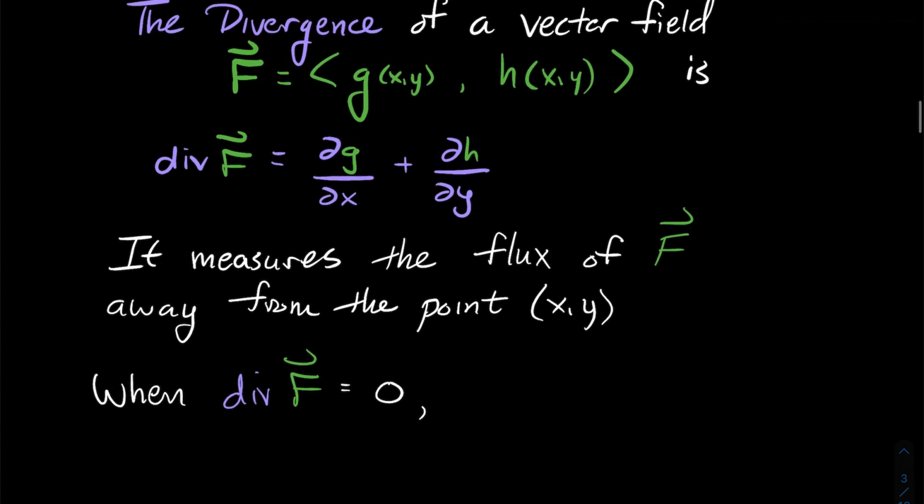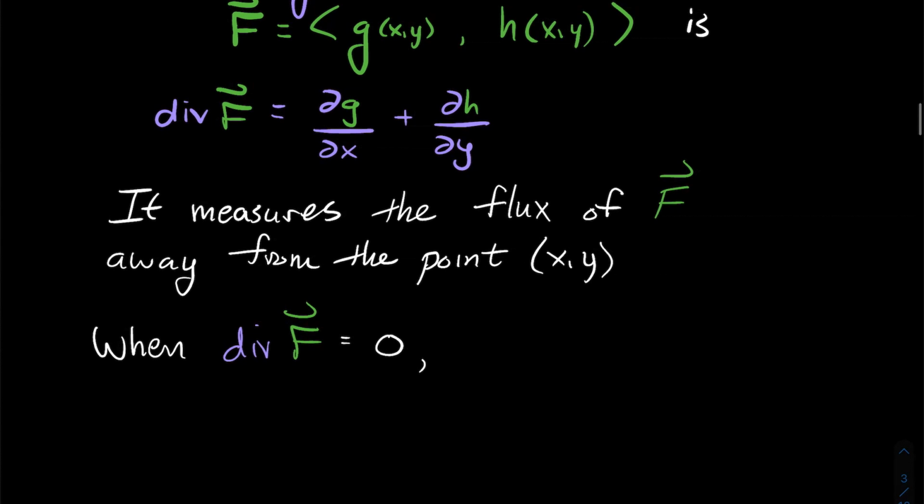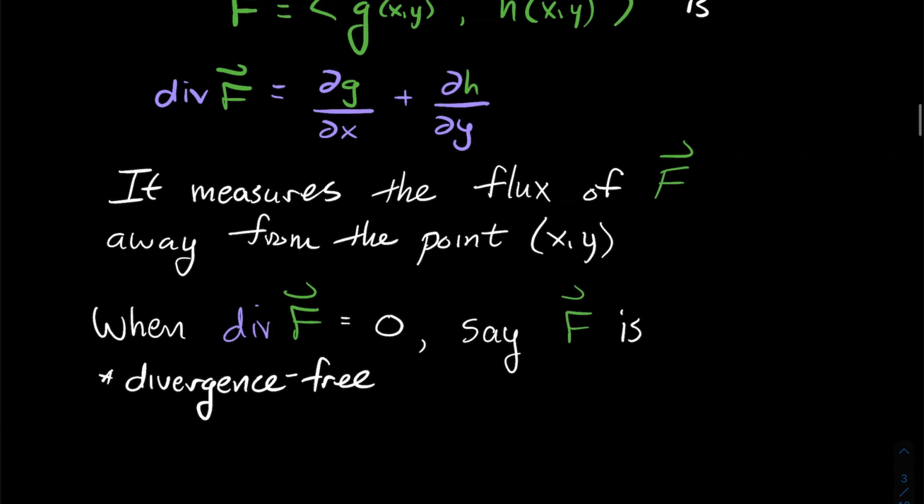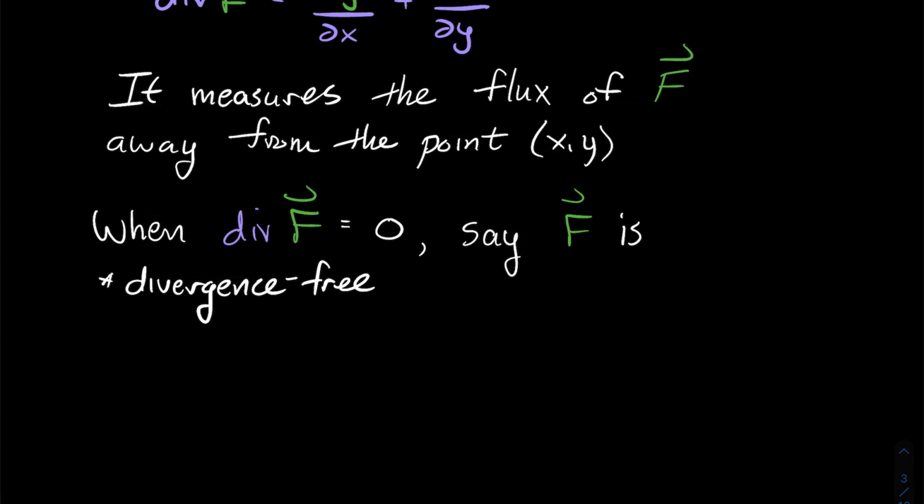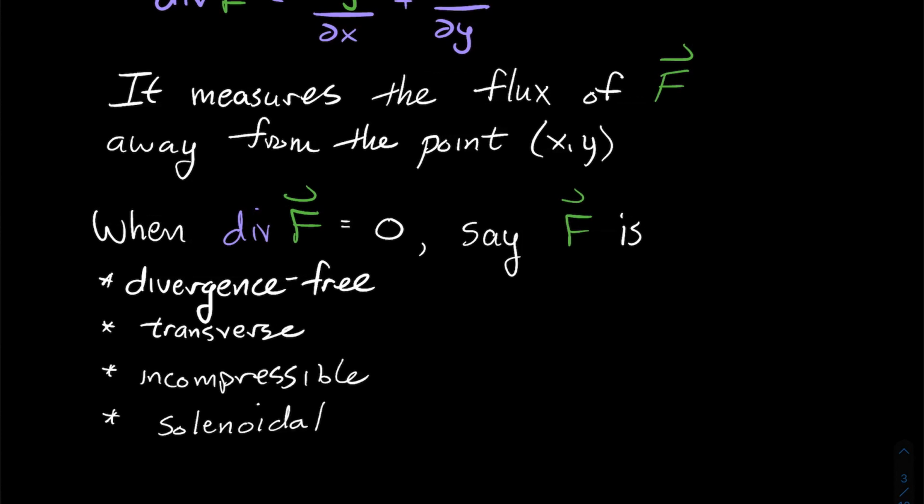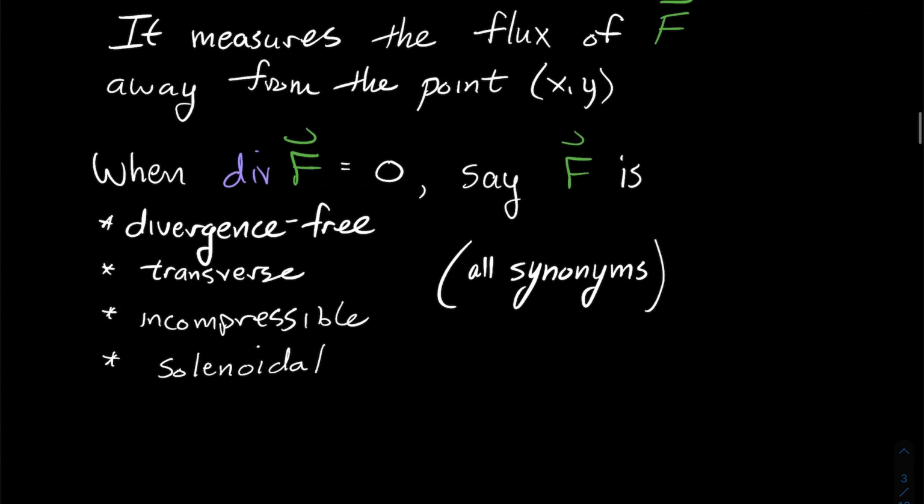So that's the divergence. Now, what if it's doing neither one? What if it pulls as many points towards it as it pushes away from it? Think of it that way. Then when the divergence of f is 0, one way to say it is that f is divergence free, transverse, incompressible, or solenoidal. All of these things are synonyms for each other; depending on what book you use, they might just pick one of these words. Incompressible, I think, is popular in a fluid mechanics background.